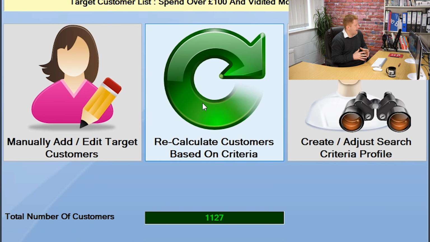Once you put them both together like that, it goes from 1,539 down to 1,127 customers. The advantage of this is it eliminates people who spent £100 in one transaction and haven't been back multiple times. So by putting them both together, you get a more rounded view of who your best customers are. So that's one way to do it.